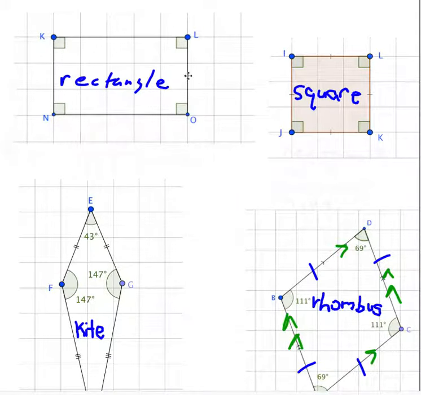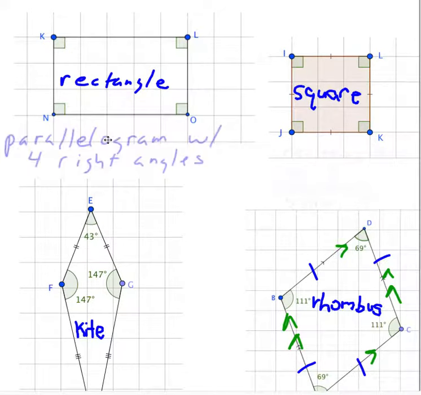Next I have a rectangle, and if I showed this to a kindergartner, I think most kindergartners would recognize this is a rectangle, but very specifically, a rectangle is a type of parallelogram that has four right angles. So that's how we're going to define that here. It's a parallelogram with four right angles.